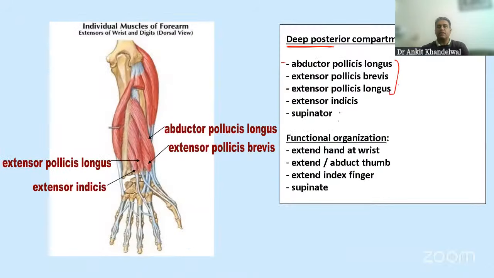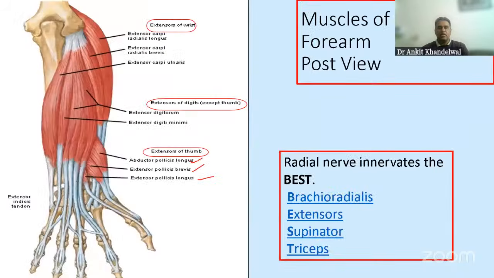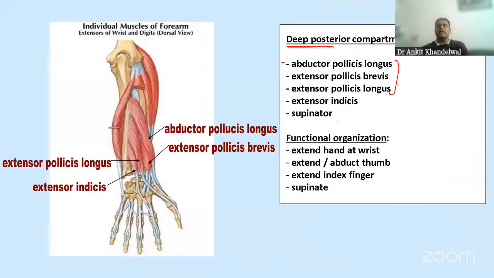Then a couple more: extensor indicis and supinator. Let us see over here. Look at the extensor indicis. Where is extensor indicis? You can see these 2 tendons over here. One is digitorum, one is indicis, which was going to the index finger. So out of these, extensor indicis and supinator, you can't see over here. These are covered by the other muscles. So therefore, these are said to be lying in the deep posterior compartment.